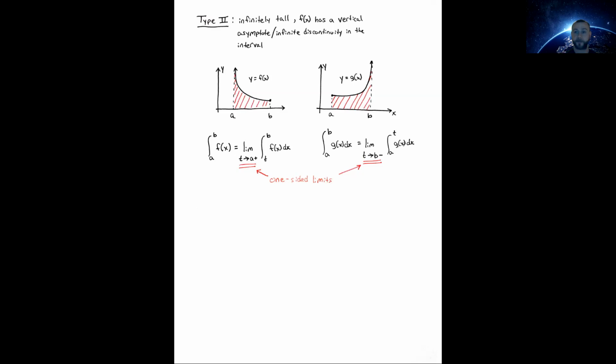The second graph, where the vertical asymptote is all the way on the right side, we're going to replace now the upper value for the integral, b, with t, and then we'll take a limit as t approaches b, and to stay in the interval, we're going to let the values of t approach b from the left side. You might recall one-sided limits from your Calc 1 course. We indicate the right or left side there with a little plus or minus after the numerical value that you're approaching.